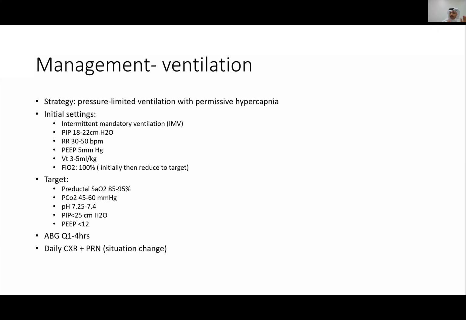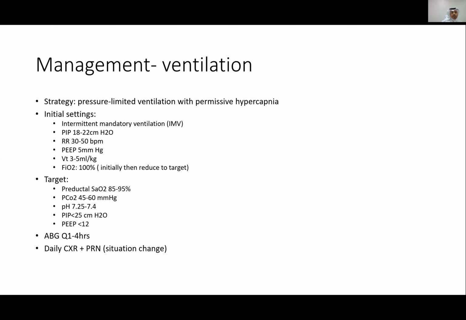You can start at 100%, but you start coming down as soon as you can in order to avoid tissue injury because of the oxygen free radicals. So you don't want to keep those babies on 100% FiO2 if you can lower it down. So what are the targets? What are your targets to adjust ventilation? You want a preductal SAT of 85 to 95. You do not want a 100% preductal SAT. That is too much. You want to lower that down.